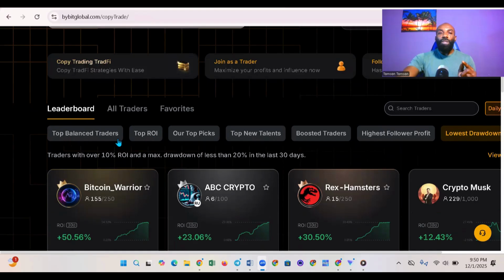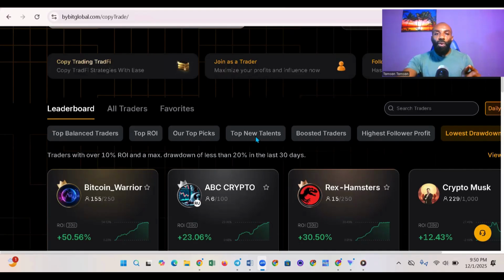Now when you see this top ROI, this means traders that have the highest return on investment. Then you see our top picks. These top picks are the traders that Bybit themselves have chosen for whoever wants to copy on their platform. Then you can see top new talent. These are new traders that are doing well on the Bybit platform. There you can see boosted traders, high followers, and lowest drawdown.